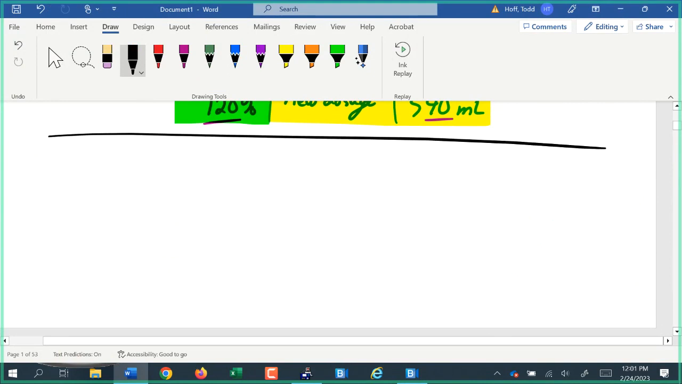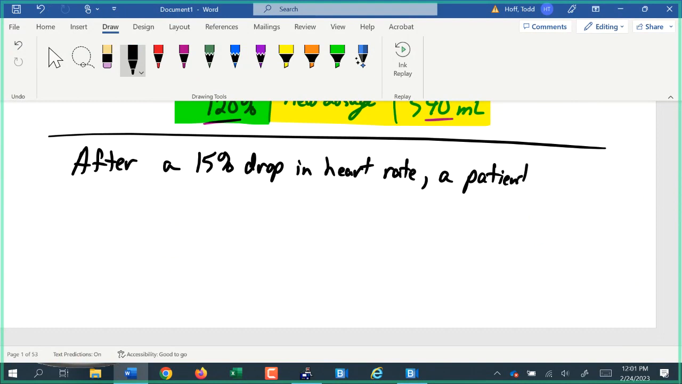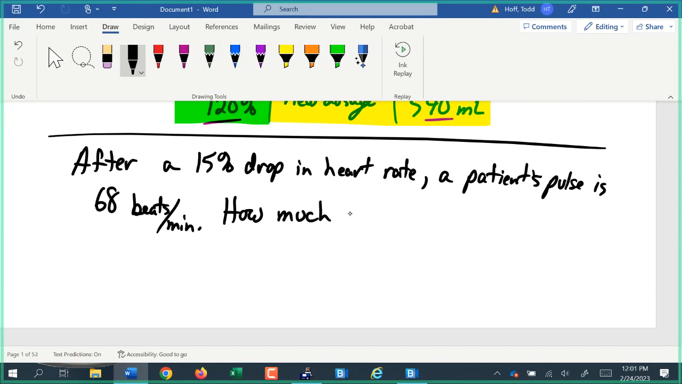Or the other side, after a 15% drop in heart rate, the patient's pulse is 68 beats per minute. Find how much the pulse rate dropped.